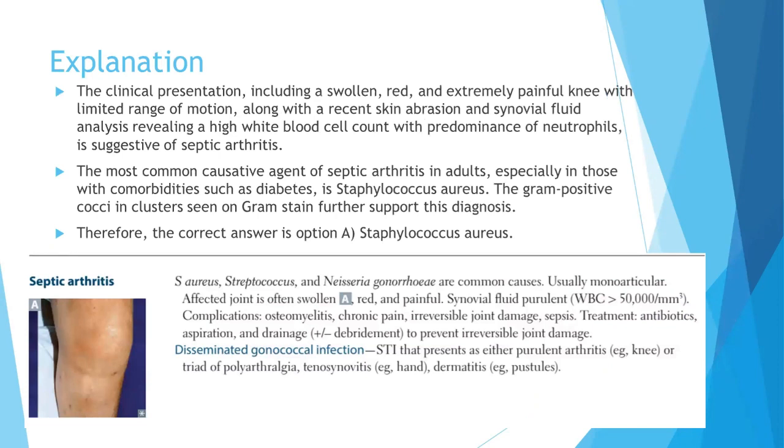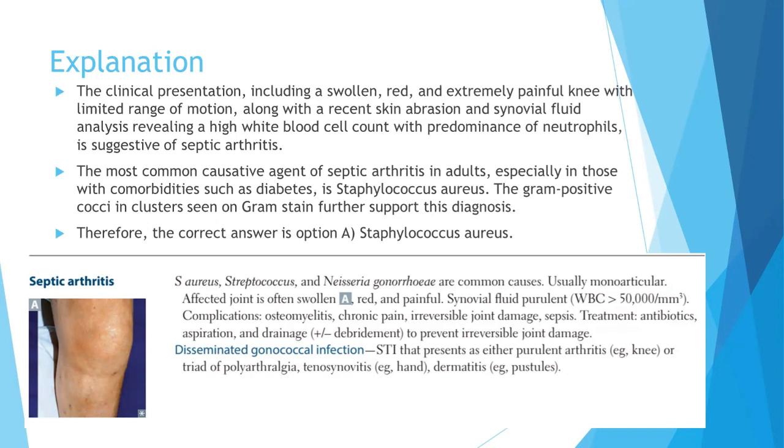So the clinical presentation is suggestive of septic arthritis. The most common causative organism is Staph aureus. Okay, now let's review the septic arthritis part of First Aid. Staph aureus, Streptococcus, and Neisseria gonorrhoeae are the common causes. It is usually monoarticular, that is, the affected joint is often swollen, red, and painful. Synovial fluid is purulent. WBC may be more than 50,000 per cubic millimeter.